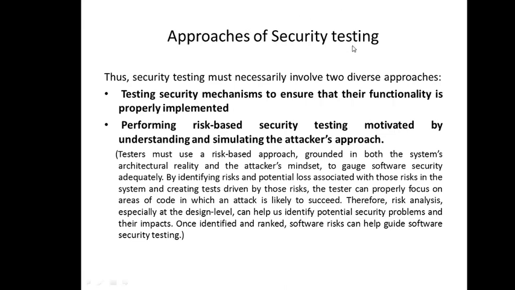Now, what are the approaches to security testing? There are two diverse approaches. The first is testing security mechanisms to ensure that their functionality is properly implemented. The first task of security testing is to check whether all the functionalities relevant to security are present and working properly. That is, all the countermeasures and procedures we mentioned are present and working properly. And the second task is performing risk based security testing motivated by understanding and simulating the attacker's approach.